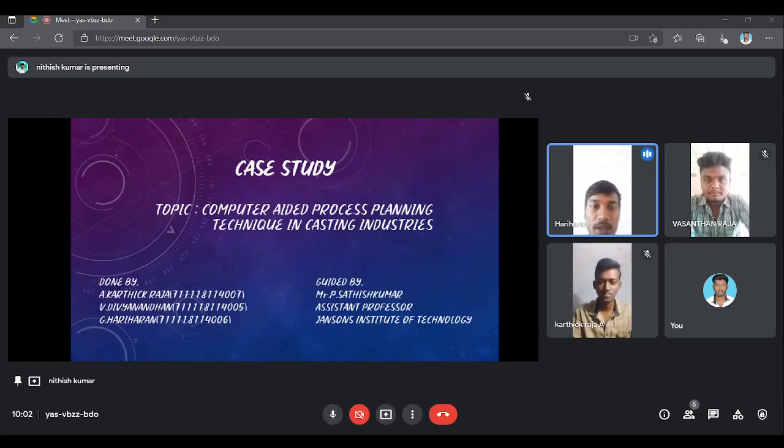Hello everyone. We are going to present to you a case study on the topic computer-aided process planning technique in casting industries. The case study is done by A. Karthik Raja, V. Divyanandan, G. Hariharan, final year mechanical. Our case study is guided by Mr. P. Sadish Kumar, Assistant Professor, Jansen Institute of Technology. Next slide.